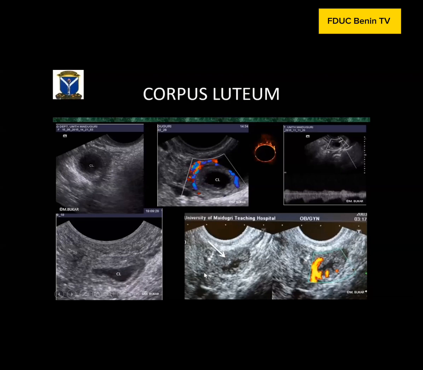Now, this corpus luteum appears as a solid structure, as you can see, solid structure. So this could be mistaken for a lesion, but this is not a lesion because this is consistent with normal findings. And of course, we are told that the corpus luteum is the organ with the highest blood supply in the body, as you can see here.